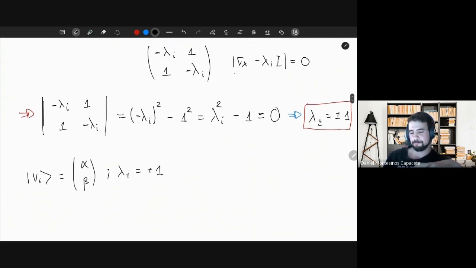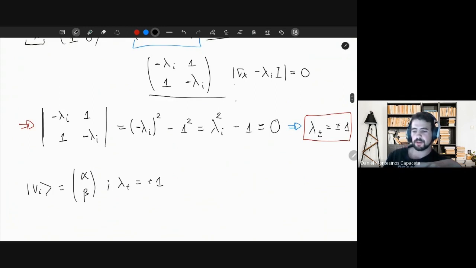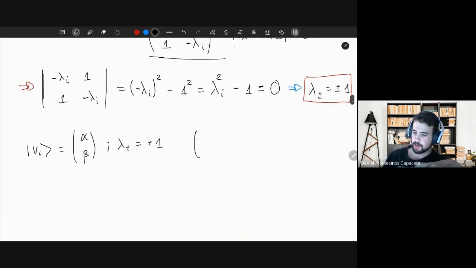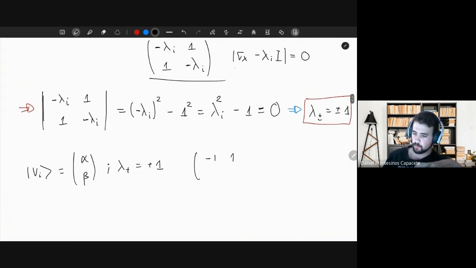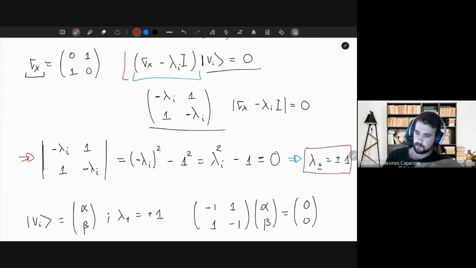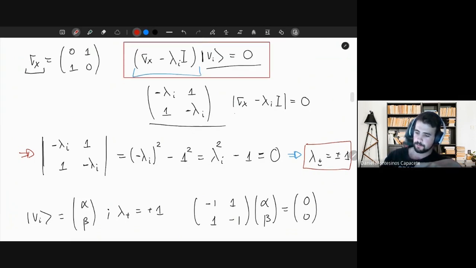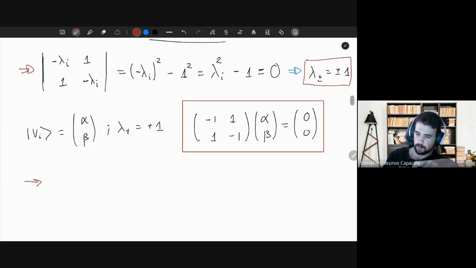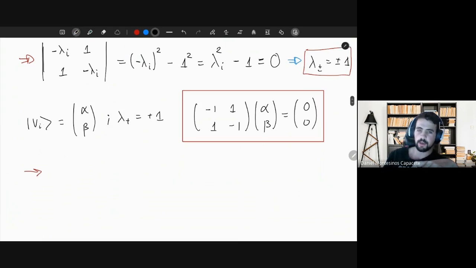So take this expression, right? Just this. With lambda equal to one, it will be minus one, one, one, minus one, times our vector, equal to 0. This is just this equation here. If you go to the equation, you will find that you have two equations, but they are the same. So at the end, this leads to alpha equals beta.